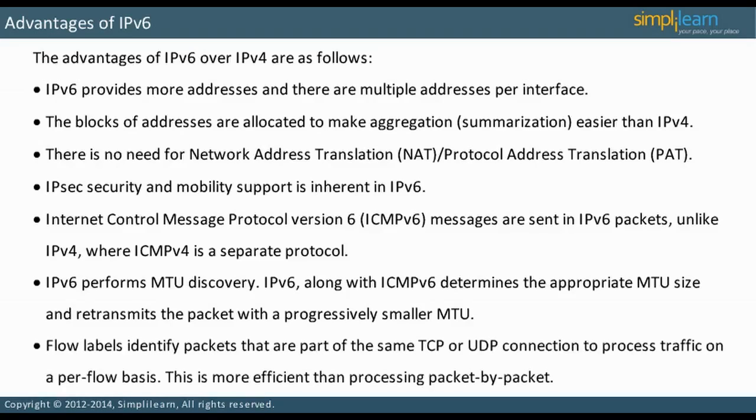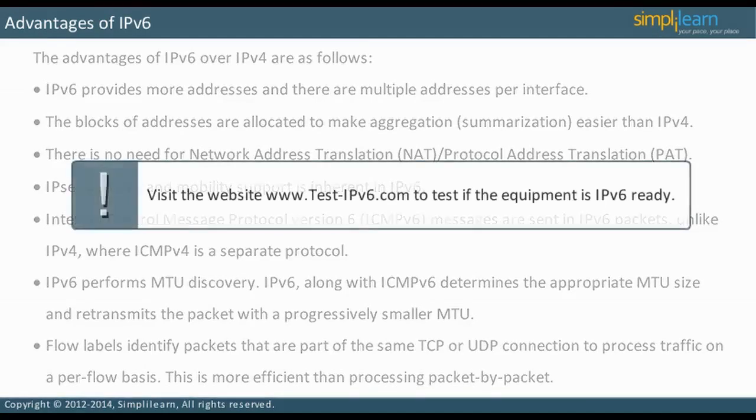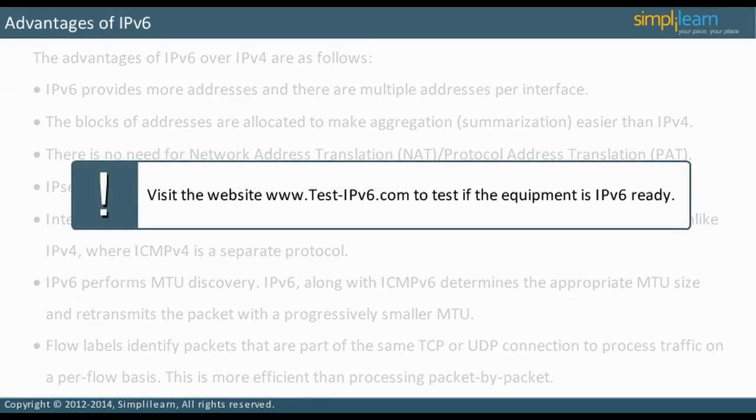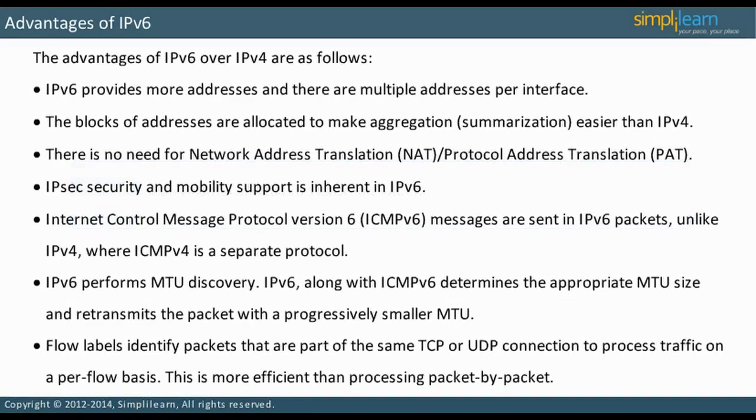Flow labels identify packets that are part of the same TCP or UDP connection. Therefore, multilayer switches and routers can process traffic on a per-flow basis. This is more efficient than processing packet by packet. Since IPv4 is running out of addresses, a move to IPv6 is imminent. Cisco IOS release 12.2T and later, with the appropriate feature set, is IPv6 ready. Visit the website given on the slide to test if your equipment is IPv6 ready. Let us learn about IPv6 addresses.